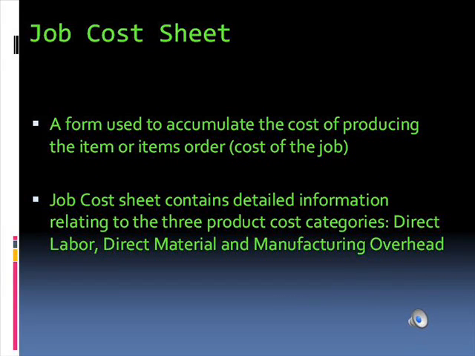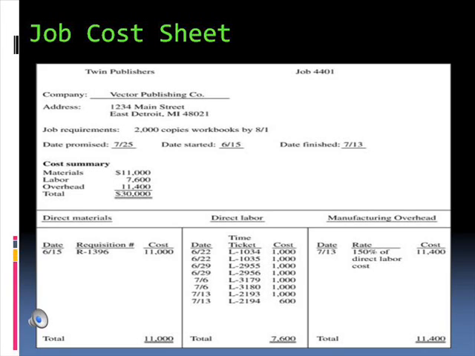A job cost sheet is a form used to accumulate the cost of producing the item or items ordered. This is pretty much the cost of the job. A job cost sheet contains detailed information relating to 3 product cost categories. The first one is direct labor, the second one is direct material, and the third one is manufacturing overhead. Here we have a standard job cost sheet that includes direct materials, direct labor, and manufacturing overhead.